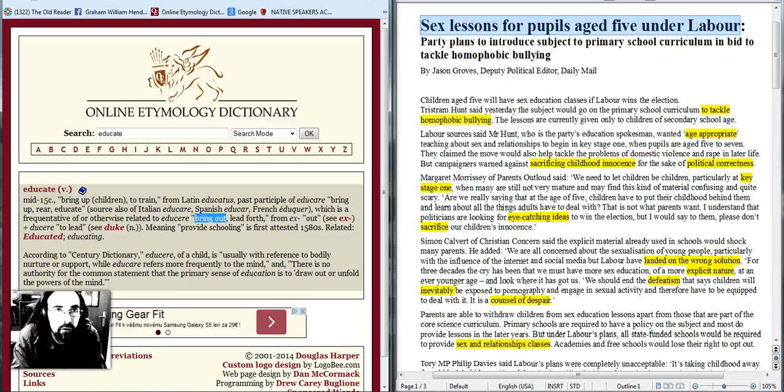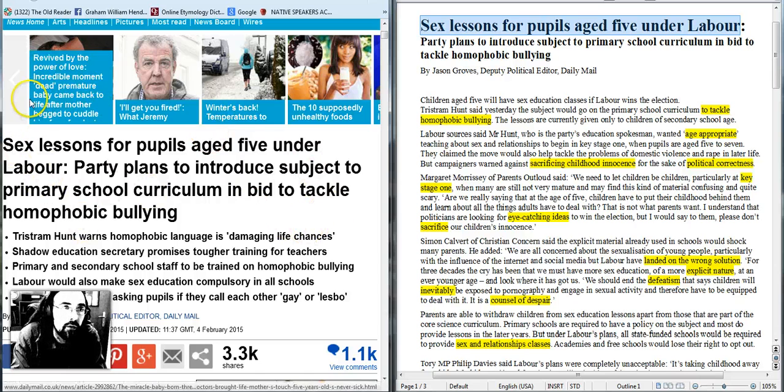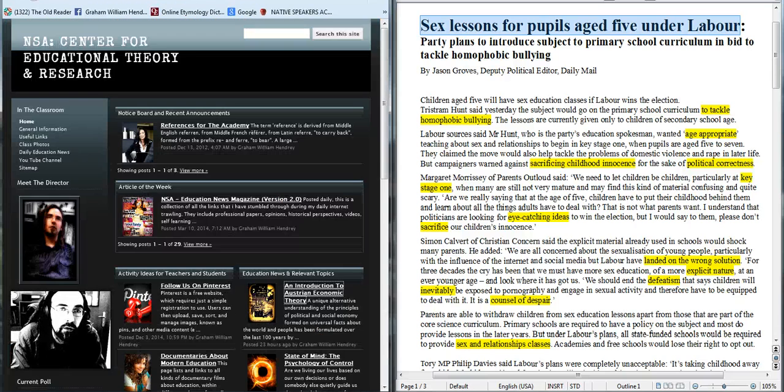Now, the origin of the article is the Mail Online. Try not to look at the pictures. Here it is. A link to it will be posted together with this video online, but what I've done is tried to simplify it. I've reproduced it here on the right side of the page. So, sex lessons for pupils aged 5 under Labour. If you are sitting comfortably, then we shall begin.